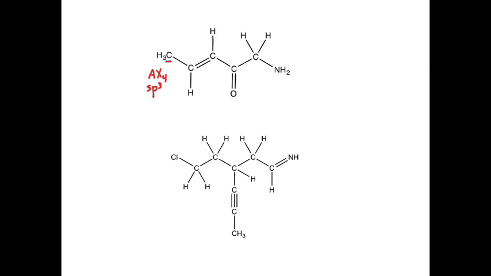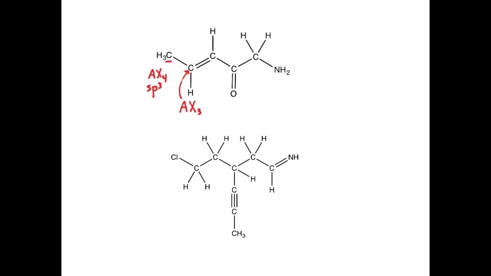Looking at our next carbon atom, here we have a carbon atom attached to another carbon atom, a hydrogen atom, and then attached to another carbon atom through a double bond. Again, using this AXE system, the central atom A is the carbon, and X is the atoms surrounding it. There are 3 atoms, hydrogen, carbon, and carbon. So this is AX3.